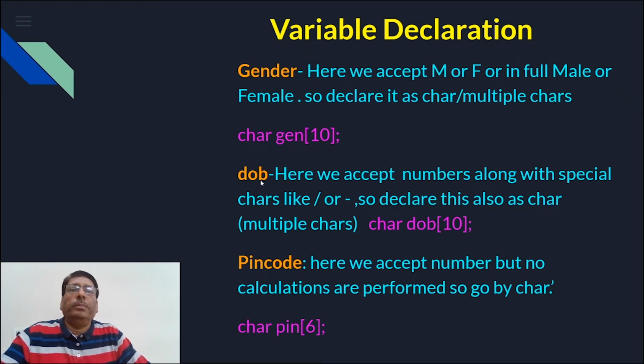When you talk about date of birth, we are going to accept numbers along with a special character, say slash or dash. So in that case, you can declare this also as character. So you can say character DOB of 10, wherein you can have DD, 2 digits for day, 2 digits for month, and 4 digits for year, separated by slash or dash. Followed by, if you want to declare a PIN code, as we know PIN code is a pure number wherein you are going to accept a 6-digit number, but you may not perform any arithmetic operation on this, so you can go for character PIN of 6.